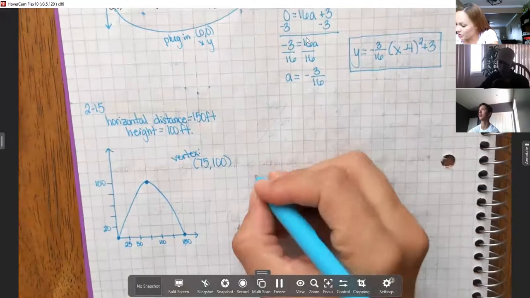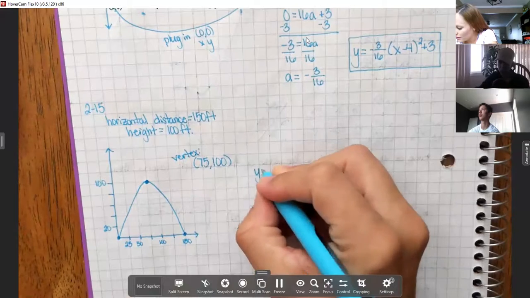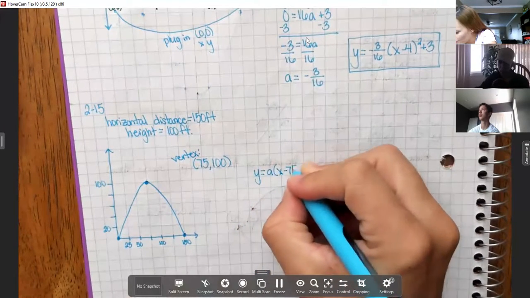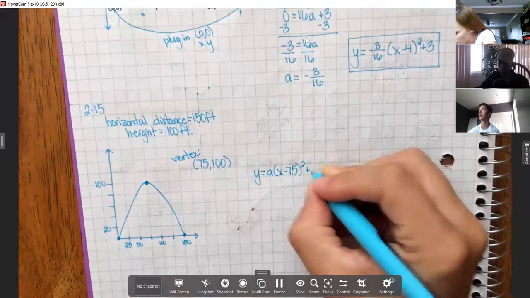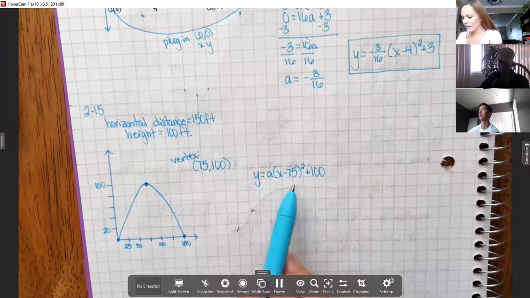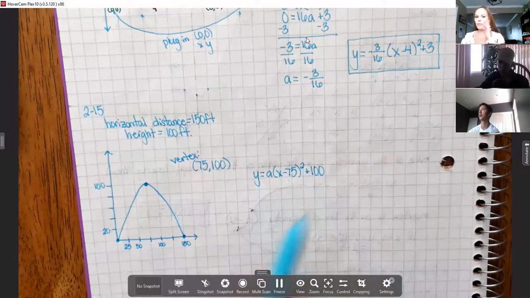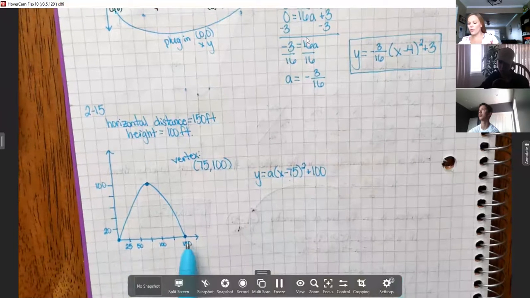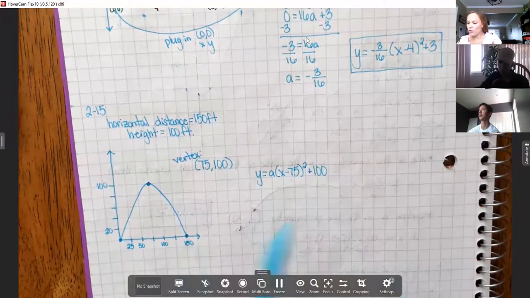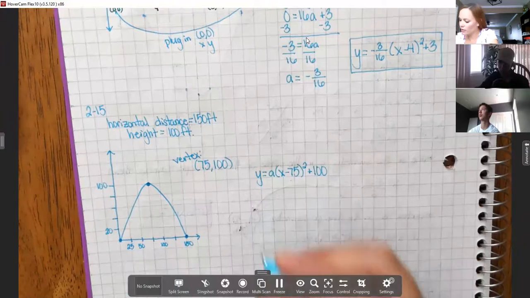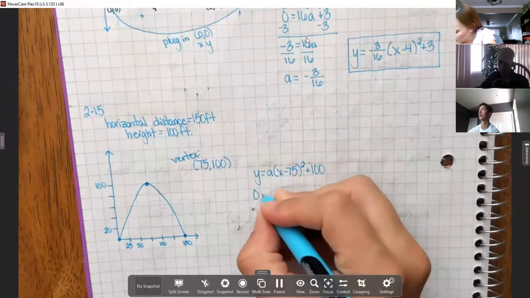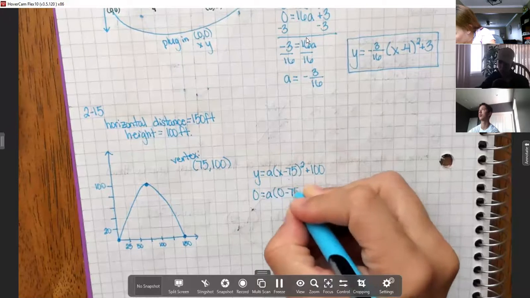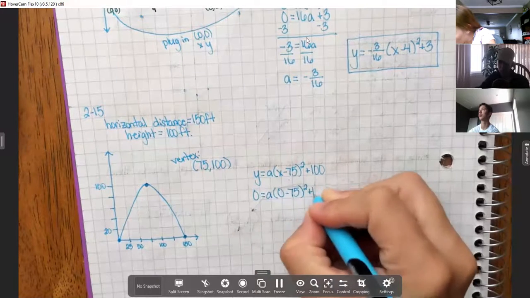So now we're gonna just do that same process. Y equals A times X minus 75 squared plus 100. Again, this is my H and this is my K. So you pick one of these 2 points, 0, 0 or 150, 0, and plug it in for X and Y. So 0 equals A times 0 minus 75 squared plus 100.